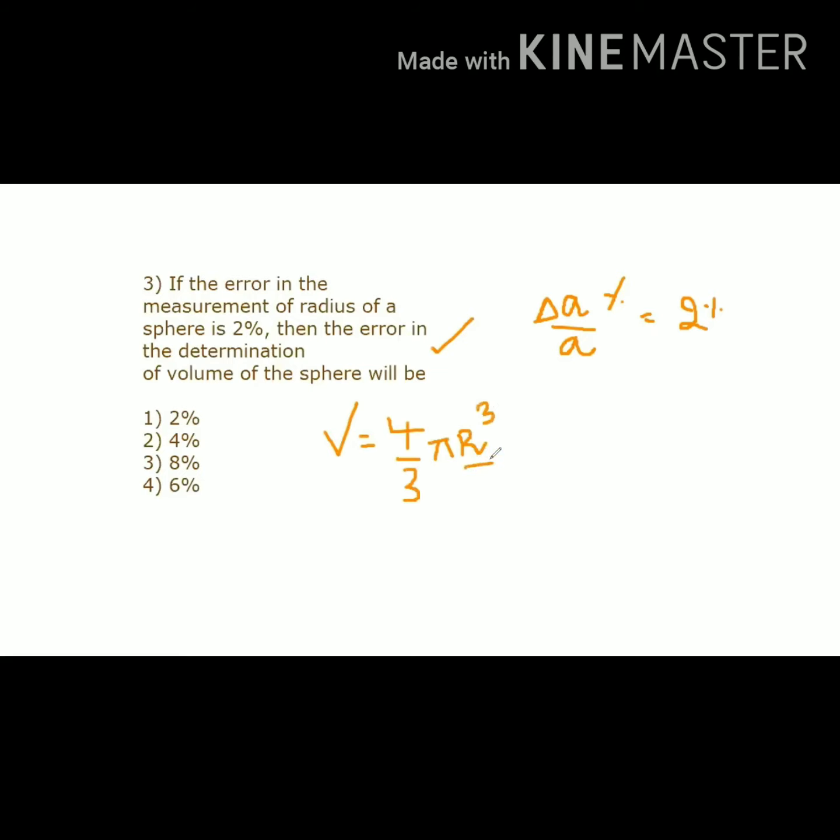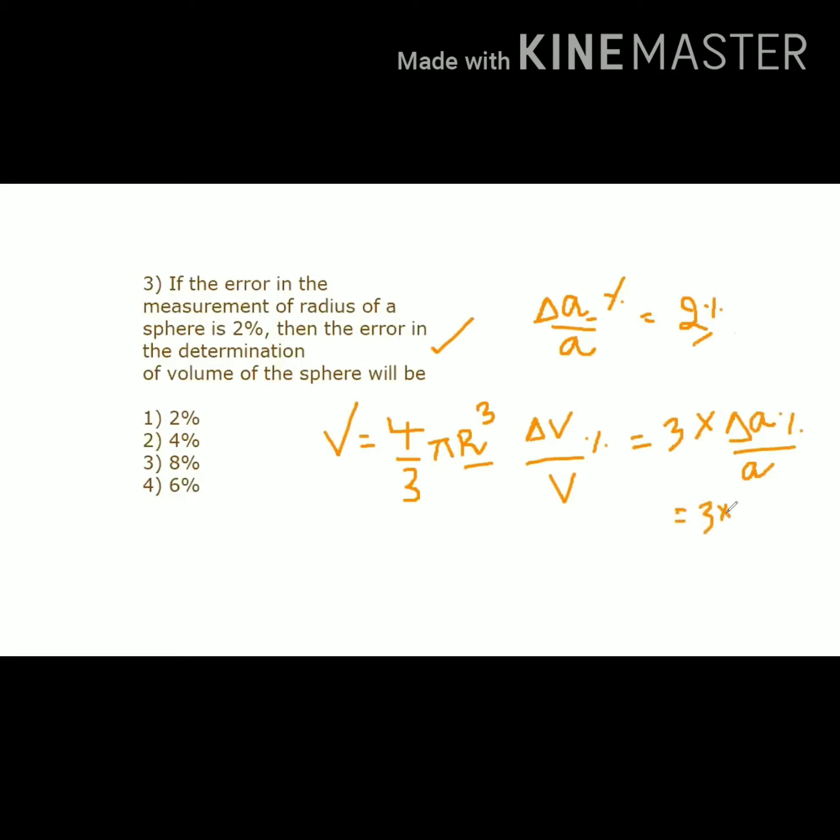Or you can say here that r is nothing but a, so we can say a cube. Therefore, when I write the percentage error in volume, delta V by V percent, here all these quantities are constants. Only r is a variable quantity, therefore it is 3 into delta a by a percent. So here delta a by a percent is given in the question itself to be 2. Therefore, it is 3 into 2.